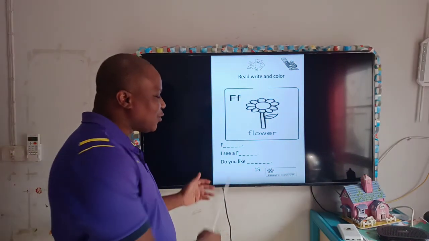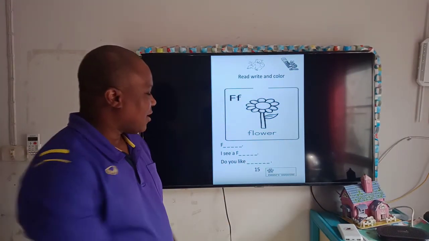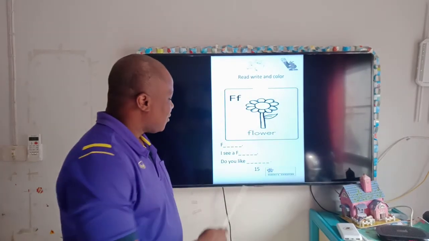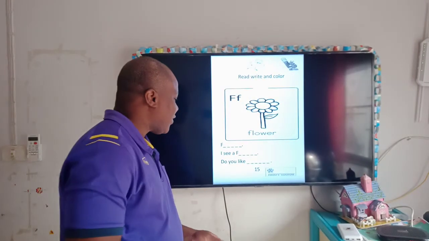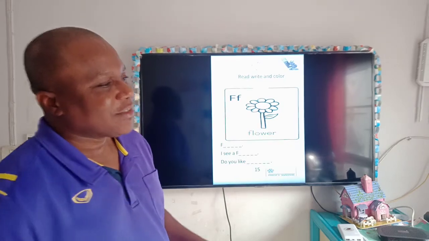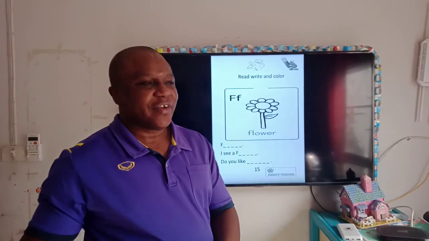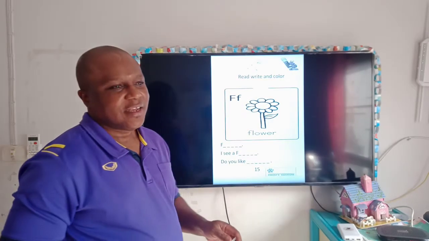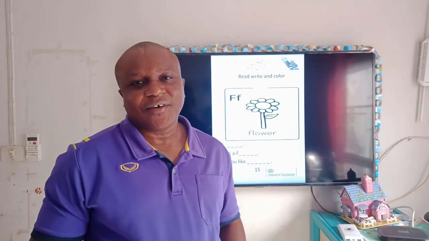So we have just two sentences here. One is what? I see a flower. This one, I see a flower, is a sentence. The next one is a question. The question here is what? Do you like flower? If you want to give the answer, you can say yes, I do, a short answer, or I like flower. So that is the question: do you like flower? That is the question here. So please don't forget to do your homework and color your pictures.